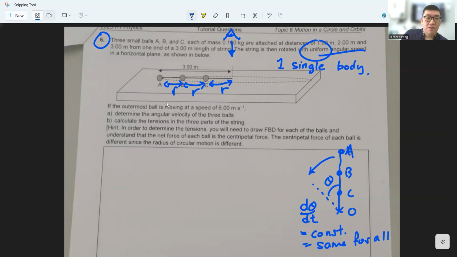Okay. So when they say determine the angular velocity of the three balls, a lot of people think, hey, I need to find angular velocity for ball A, B, and C. Actually, the thing is this: omega A, let's make a capital A, is equal to omega B is equal to omega C. So therefore, you only need to find one. Then you have found the others.